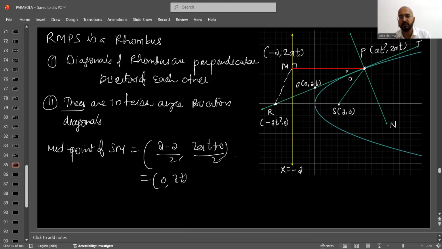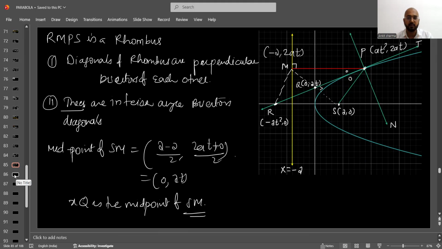So that means Q is the midpoint of SM. That means this diagonal, if I consider it, and they are perpendicular here, that means this is 90 degrees here, and Q is the midpoint of S and M. So if I consider my tangent, this PR is the tangent here, and if I see the image of S in the tangent, then it is nothing but lying on the directrix.